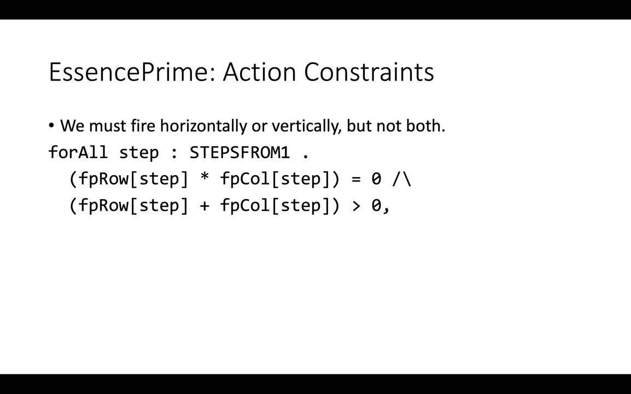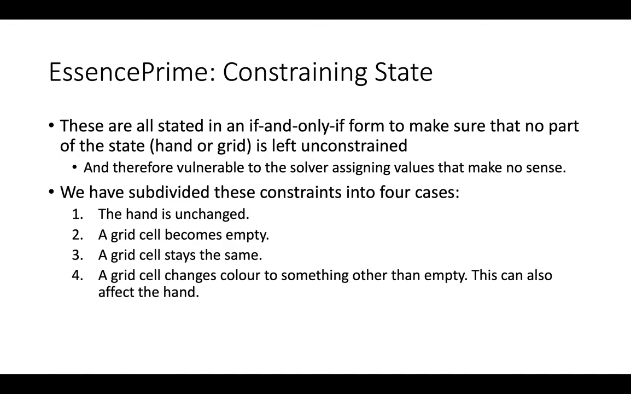You'll have noticed that we use two variables for firing, one that says which row it is and which column it is. Of course, we must fire either horizontally or vertically, but not both, and this simple constraint makes that happen. And that's the basics. Then after that, we need to constrain the more complex transitions of the state. As you'll see in the paper, these are all stated in an if and only if form to make sure that no part of the state is left unconstrained. Otherwise, the constraint solver might put some spurious values in the state, which is obviously no good.